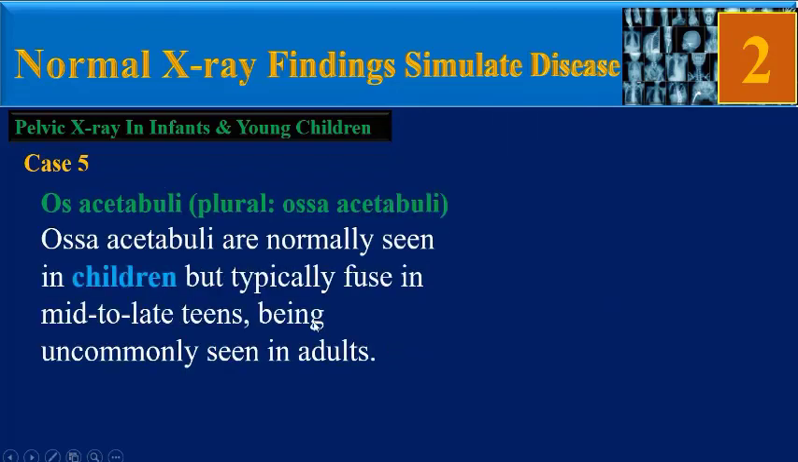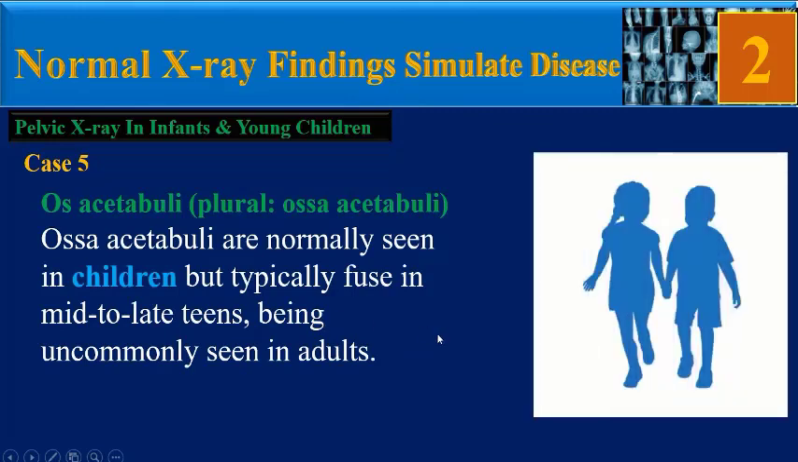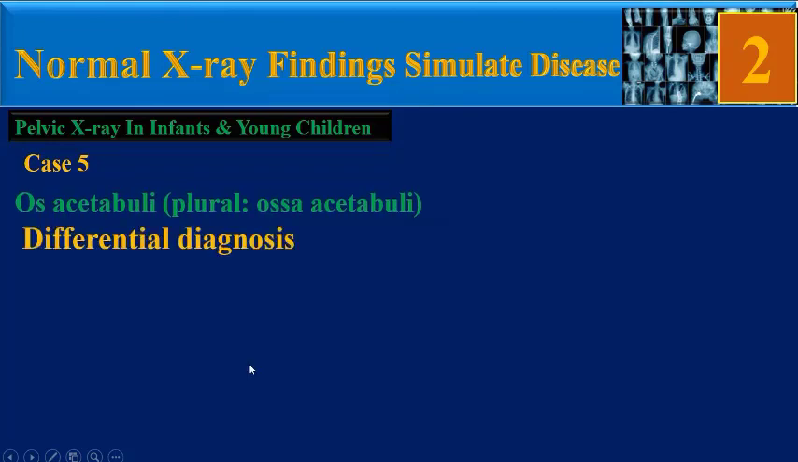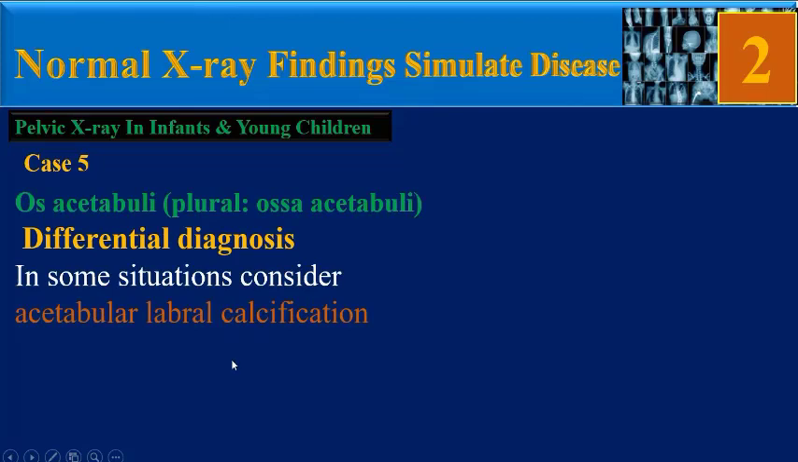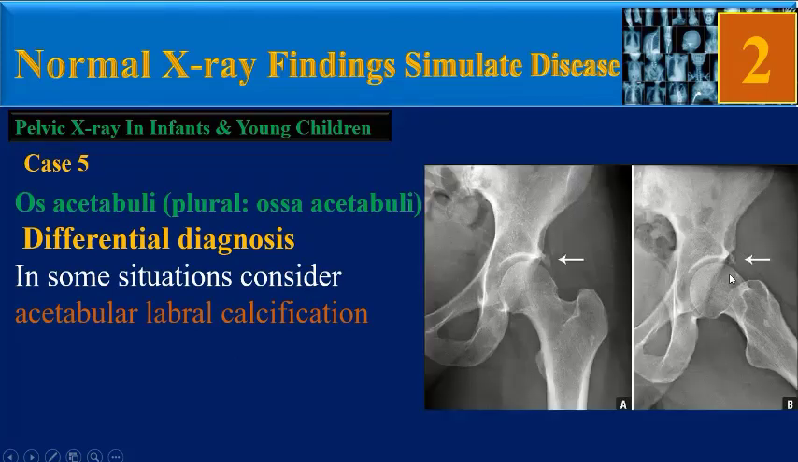Most os acetabuli are normally seen in children but typically fuse in mid to late teenage years, and are uncommonly seen in adults. In differential diagnosis, in some situations, consider acetabular labral calcification.